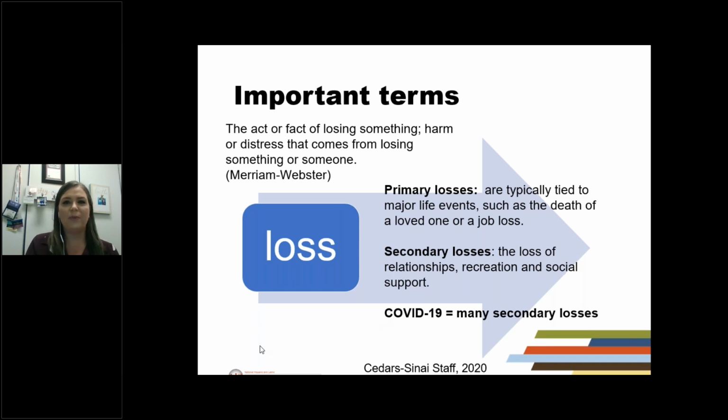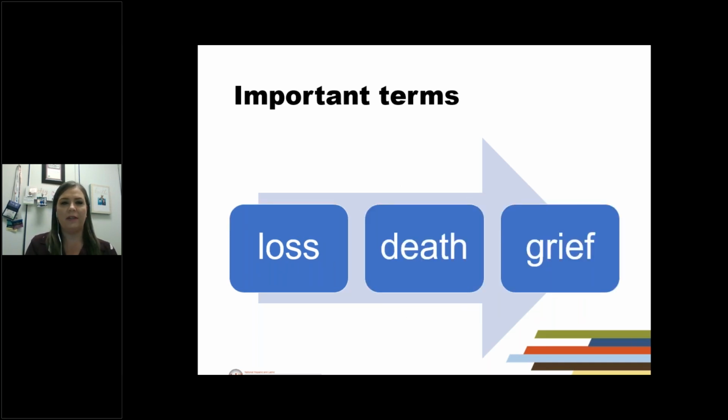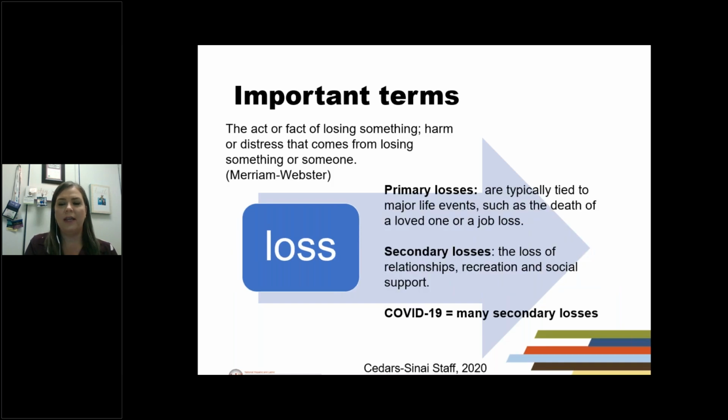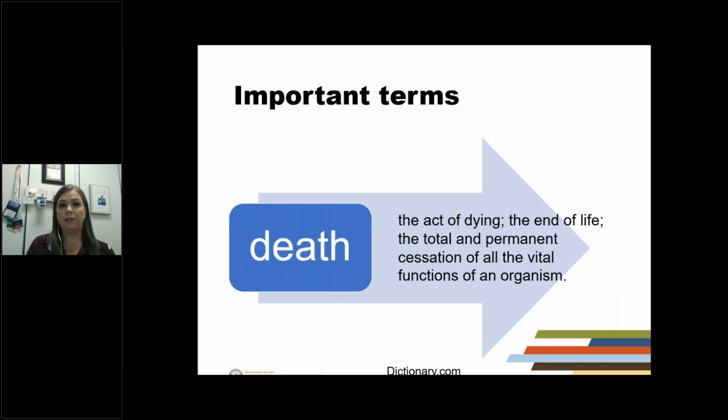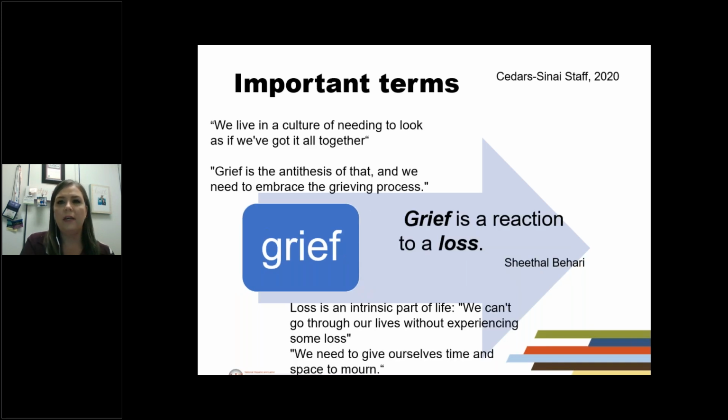So we were defining the three important terms. We began with loss, and now we're going to talk about death. Death is probably biologically seen, because it's just the act of dying, the end of life, or the total or permanent cessation of all the vital functions of an organism. And finally, we have grief. Grief is defined as a reaction to a loss. So in a way, these three terms are related among them.